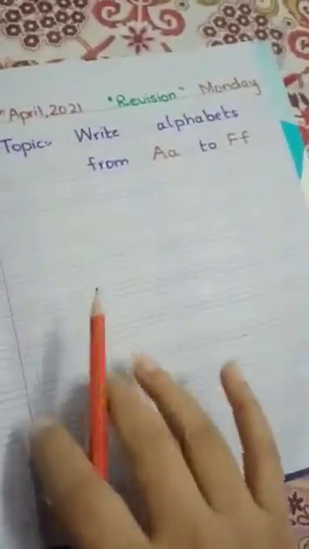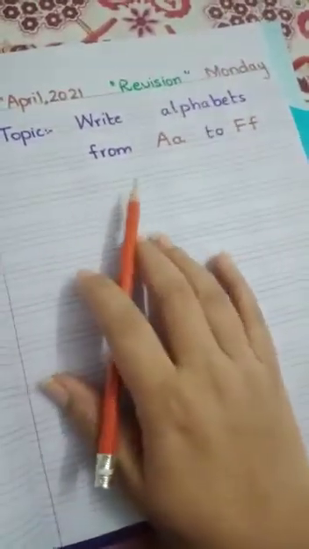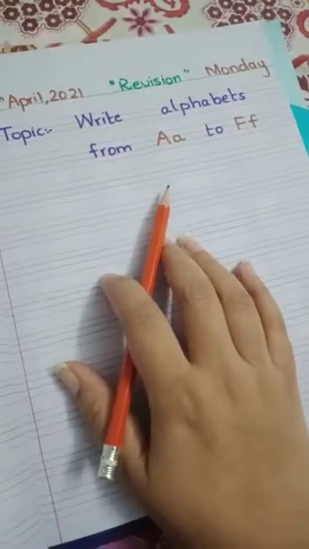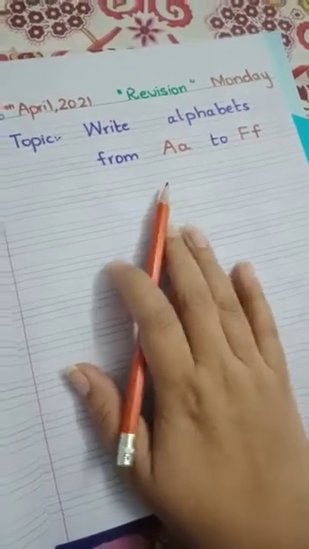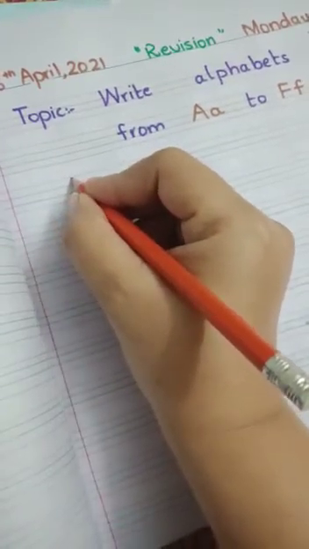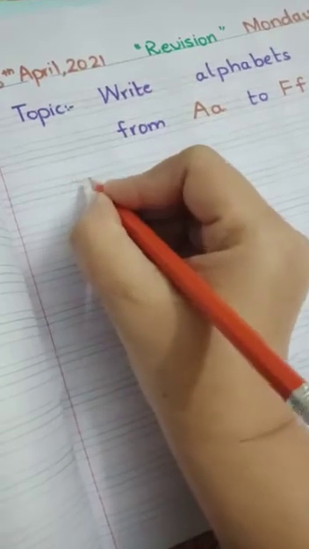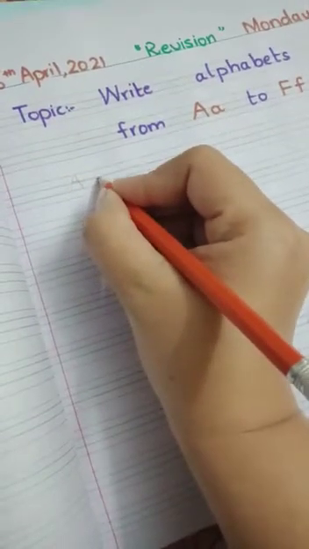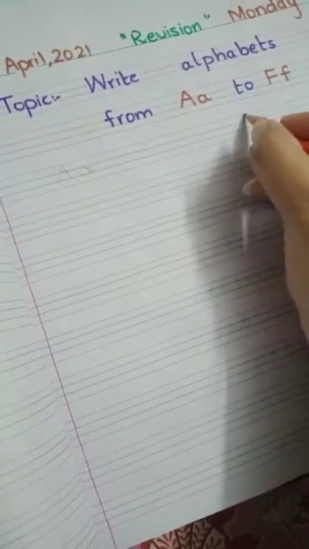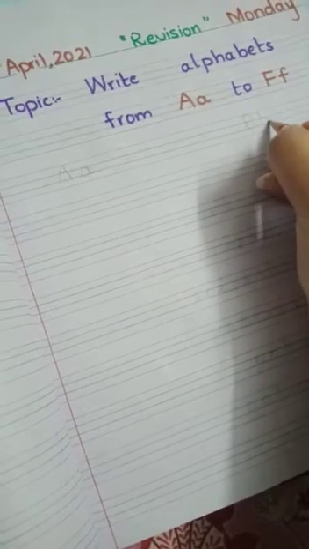You have to write here all alphabets from A to F. A, B, C, D, E, and F. Like this. Hold your pencil. Start writing with me. Capital A, small a. Capital B, small b. A, B.